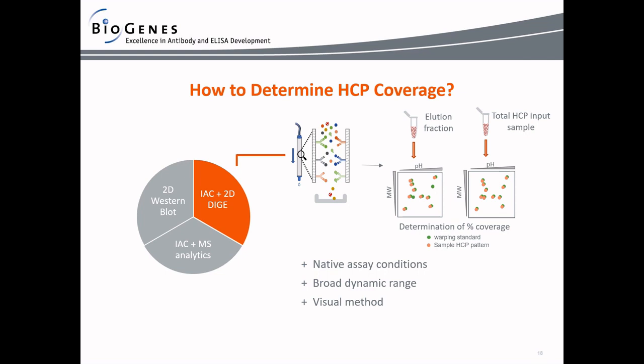A limitation of the standard IAC is that it requires a high amount of antibodies. Therefore, BioGenes optimized the method and now offers a small-scale IAC, which permits an 80% reduction of antibody material. However, a concern of IAC is the co-detection of indirect binders.